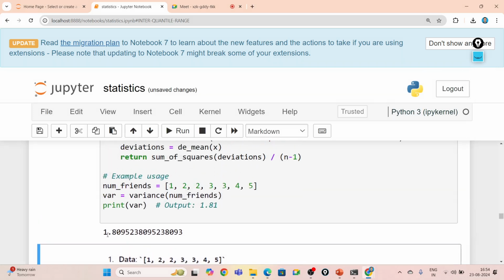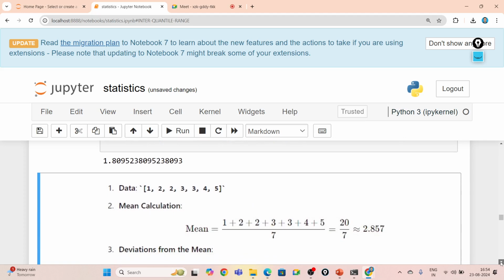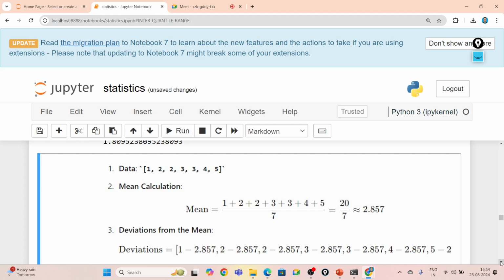So my variance is 1.809, so I will treat it as 1.81. For understanding purpose, I have given the explanation of this case for you. I have the values 1, 2, 2, 3, 3, 4, 5. We are calculating the mean. Mean is the addition divided by the total number of elements. So that comes to 2.85.